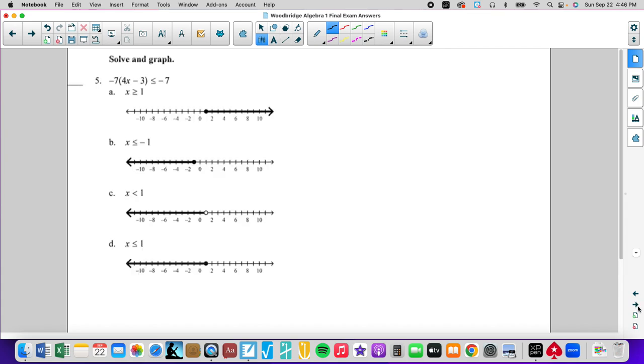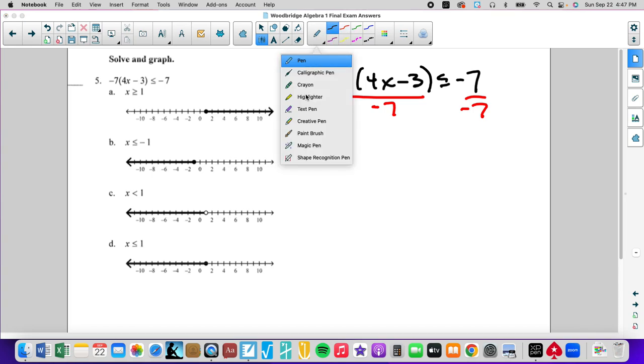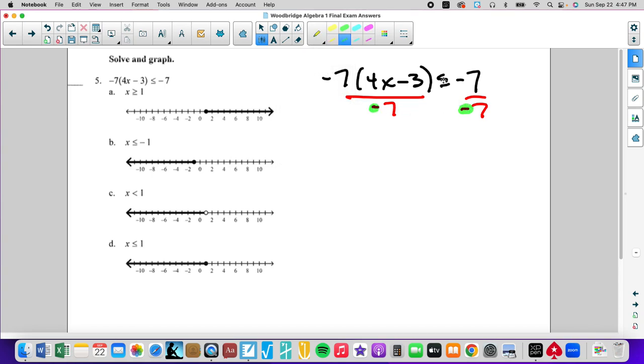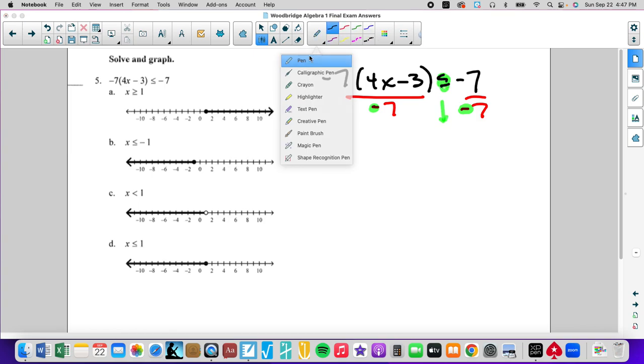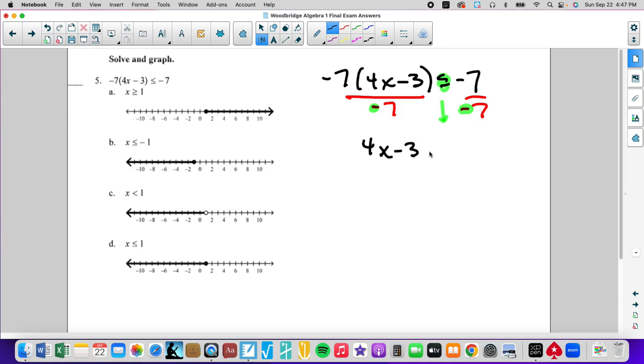Number 5, we have -7 times the quantity 4x minus 3 is less than or equal to -7. A high school student would get rid of this. We can't touch this because of Chewbacca. So we'll divide both sides by -7. Because we divided both sides by a negative, we need to remember to flip that inequality. So these cancel. You're left with 4x minus 3 is now greater than or equal to +1.